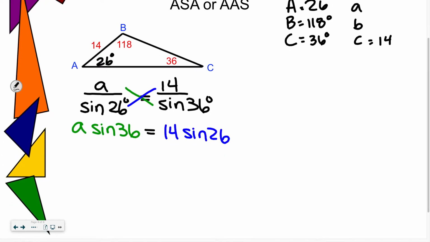And your goal is to solve for A. Since A is getting multiplied by the sine of 36, we have to divide. So now I divide both sides by the sine of 36. Sine 36 will cancel. When you're typing this one into your calculators, be careful. If your calculator puts a parenthesis for the sine, make sure you close it before you divide, because you want that to be in the numerator.